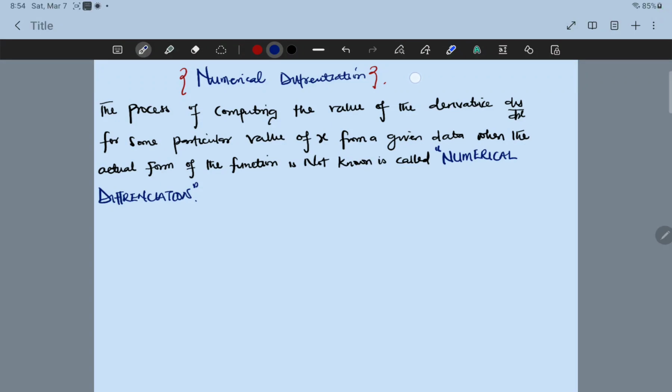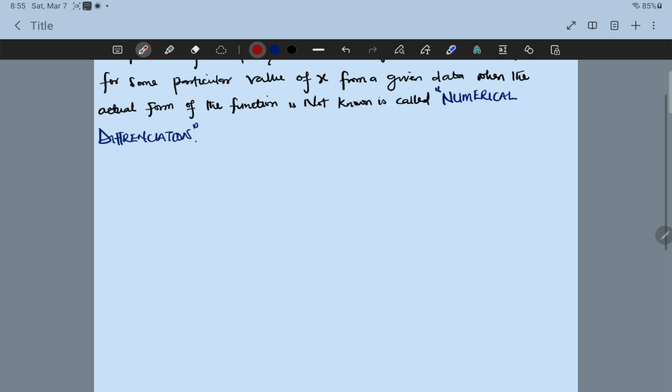We're treating Math 209. Alright, and today we are looking at numerical differentiation. We said the process of computing any value of dy/dx for some particular value of x from given data, when the actual form of the function is not known, is called numerical differentiation. Alright, so quickly, without wasting much of our time, we will be tackling some questions very speedily.